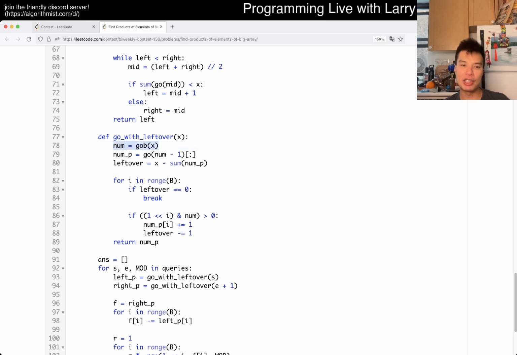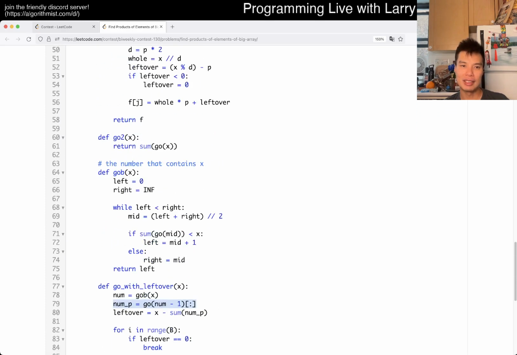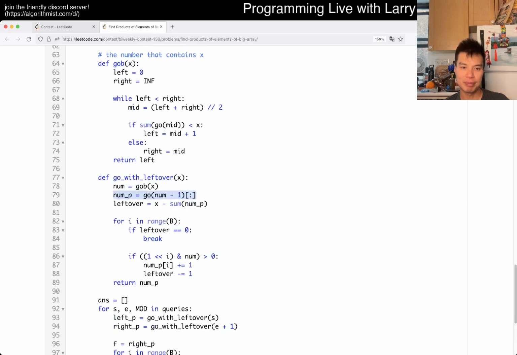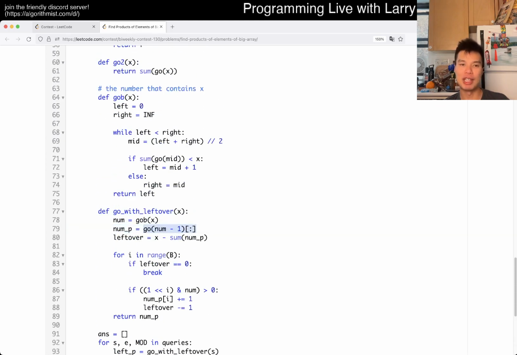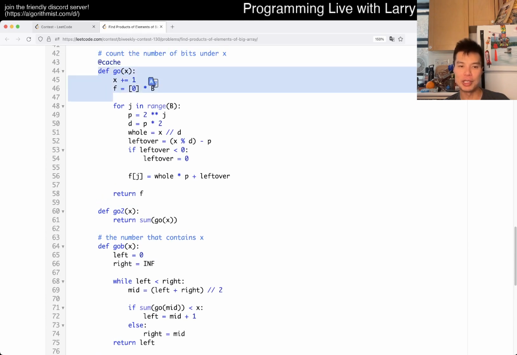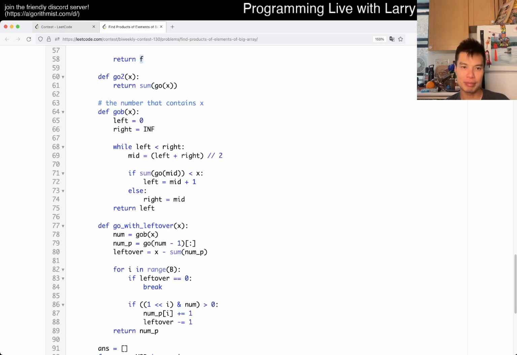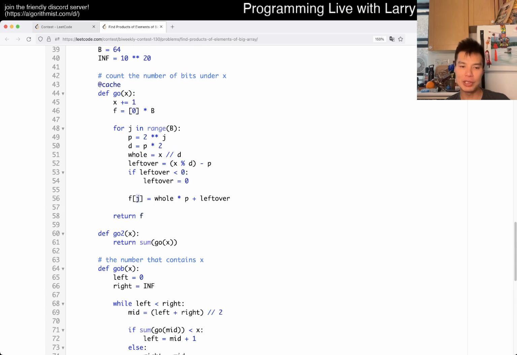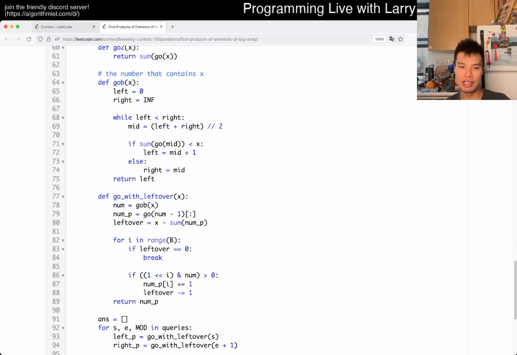So here we binary search to get the number, and then nums of p is going to be this coordinate that is just the distribution, right? Because this function returns the distribution of the things, like how many 1s, how many 2s, how many 4s, and so forth. So this is what this returns. And then we just want to count the number of bits that we have. And then the leftover is just the number of bits that we have left over, right?